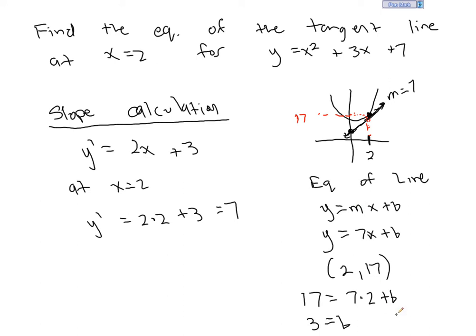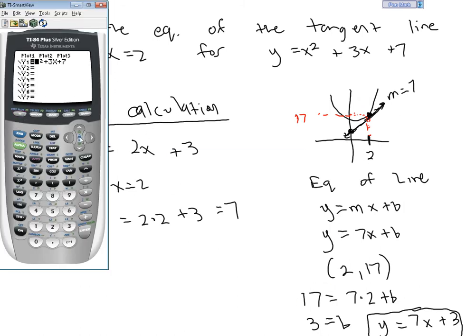Well, now I know that the equation of my tangent line is going to be y equals 7x plus 3. So this should be, if we didn't make any mistakes, the equation of this line. And if I come over to my graphing calculator, and under y2 I plot 7x plus 3, and I graph it, I should be able to see that tangent line.